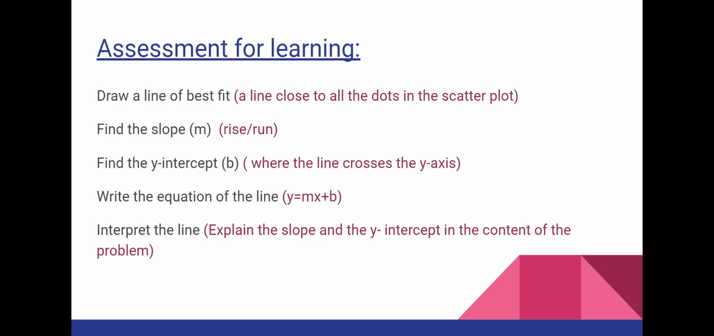That's it for the lesson. So the assessment for learning is to draw a line of best fit, a line close to all the dots in the scatter plot, find the slope, which is the rise over run, find the y-intercept, where the line crosses the y-axis, then write the equation of the line, y equals mx plus b, replace m and b with the slope and the y-intercept that you found, and lastly, interpret the line. Interpret means explain the slope and the y-intercept in the context of the problem.